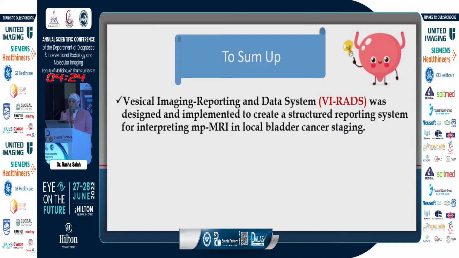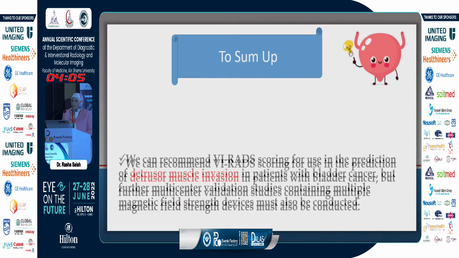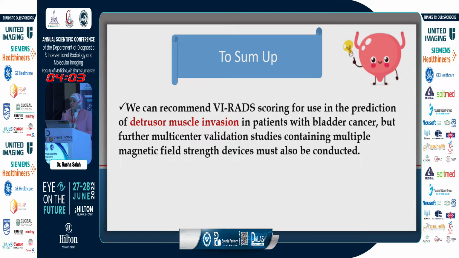So to sum up, vesical imaging reporting and data system was designed and implemented to create a structured reporting system for interpreting multi-parametric MRI for local bladder cancer staging. The combination of T2 and diffusion and DCE is the cornerstone for using this VI-RADS scoring. We can recommend VI-RADS scoring for muscle invasive disease because it has a very high sensitivity and specificity compared to histopathological data.